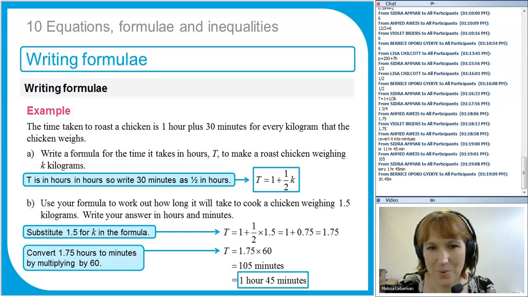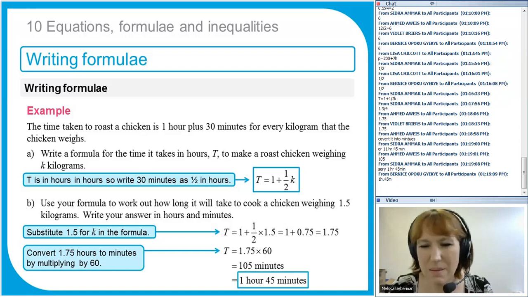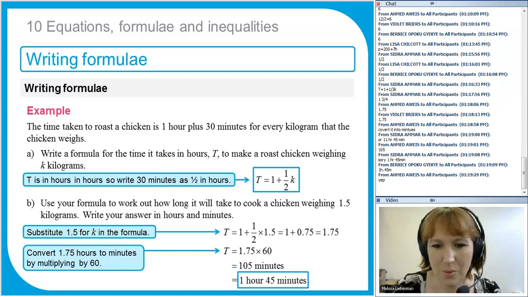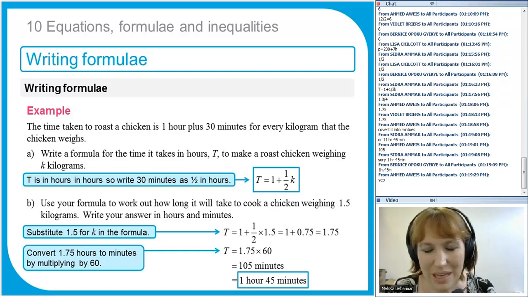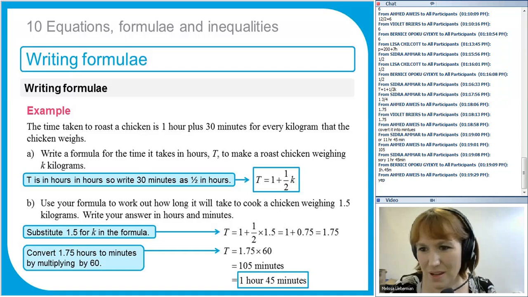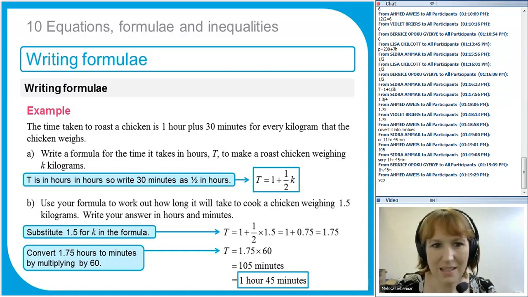So that's 1 hour and 45 minutes. Just whatever way makes most sense to you when you're looking at the question. I could do it on 2 different days and work it out in 2 different ways, but as long as you get the right answer, that's the main thing. Okay, perfect. Everyone that got 105 or 1 hour and 45 minutes, that is correct.